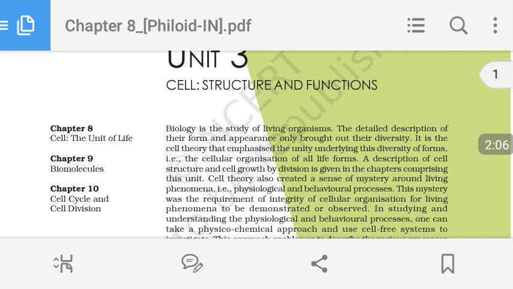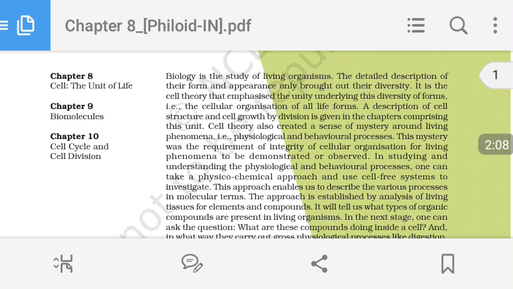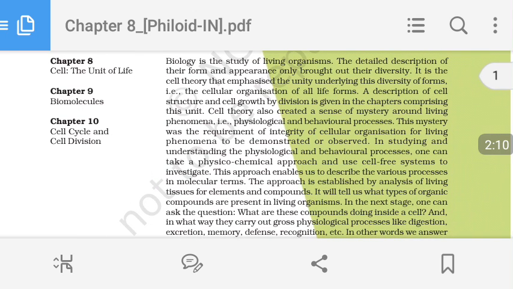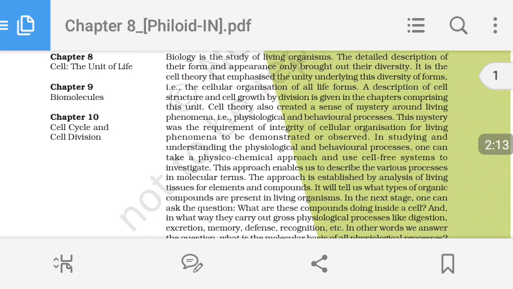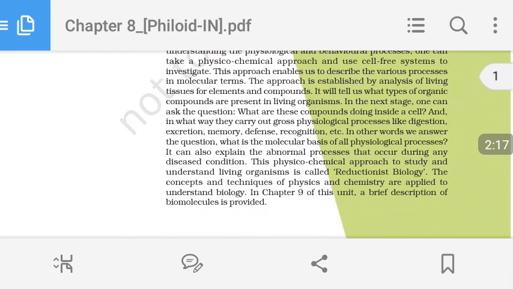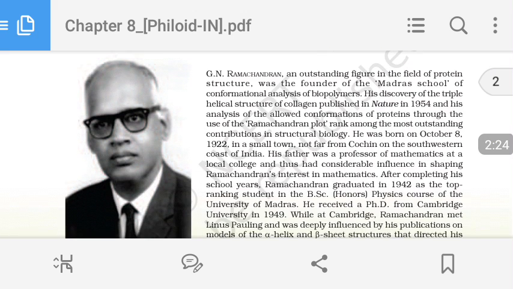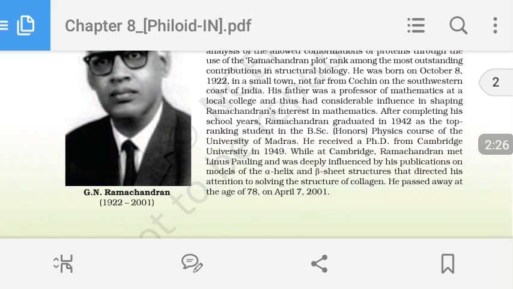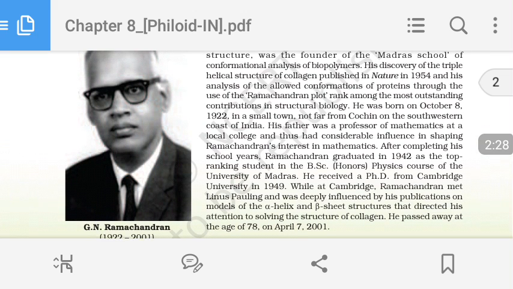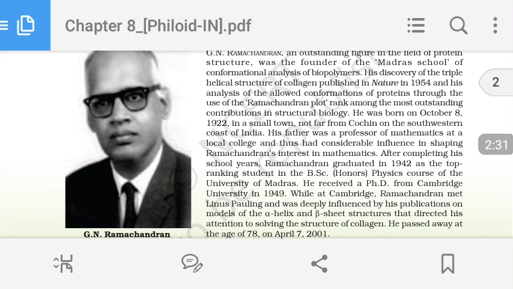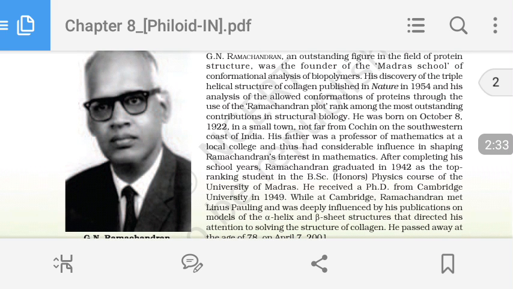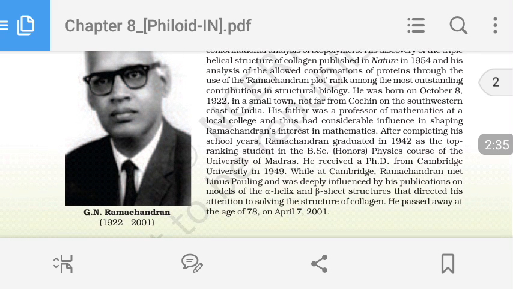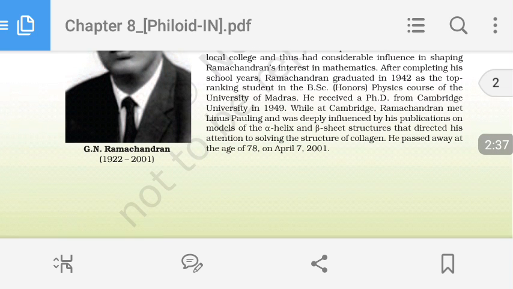So we will study from here. Biology is the study of living organisms and everything. You can study from here. Basic things are given, and it is not so important, so we will move forward. This is given about a scientist G.N. Ramachandran. He discovered the triple helical structure of collagen. You can read about him if you want to know.